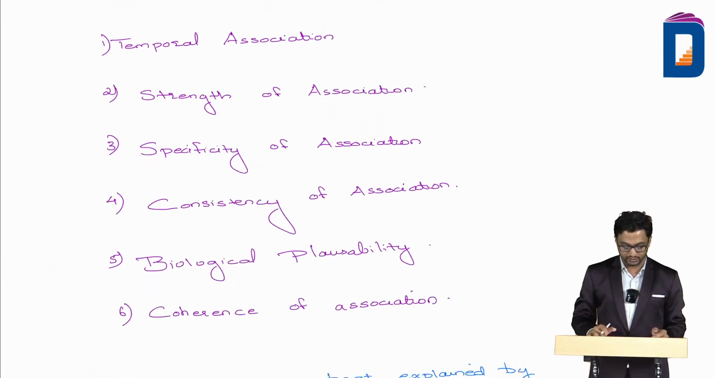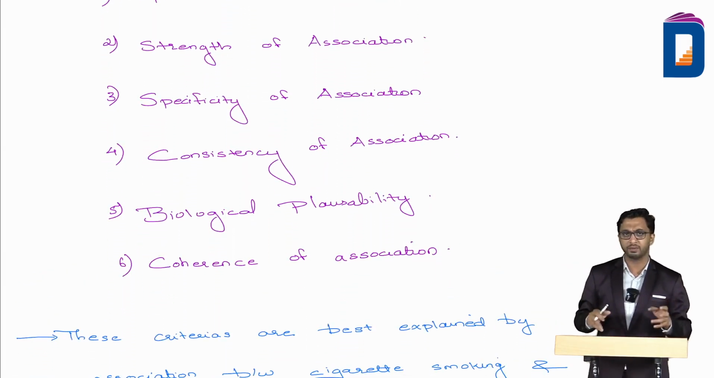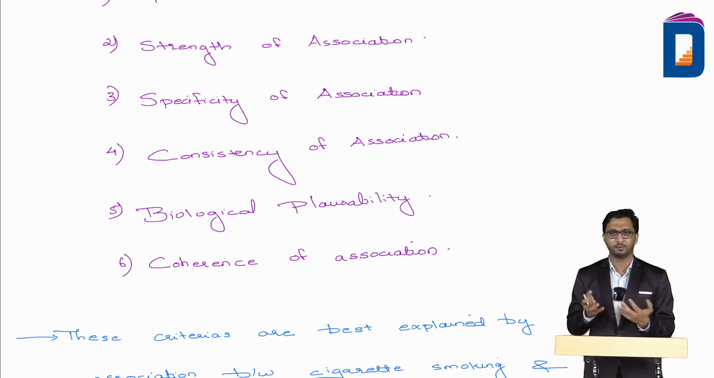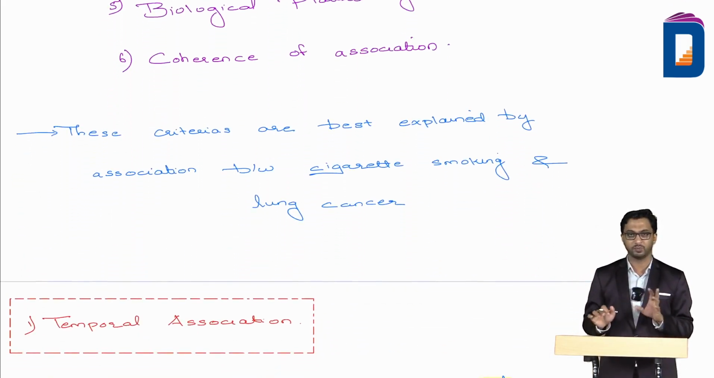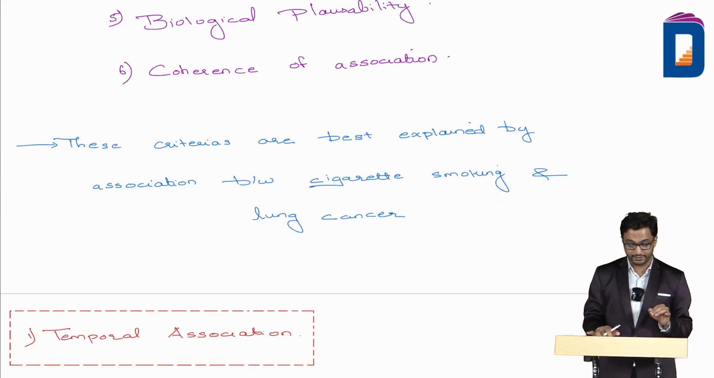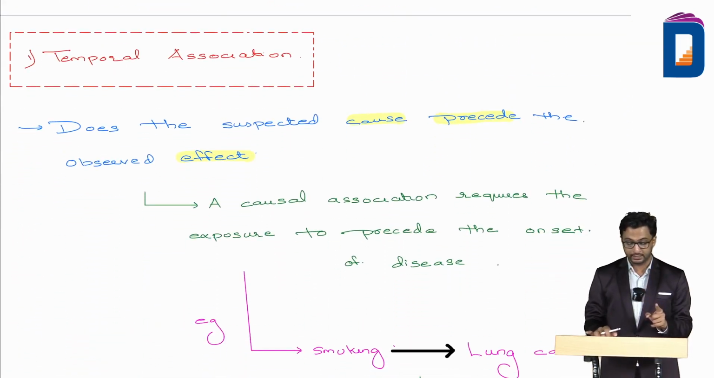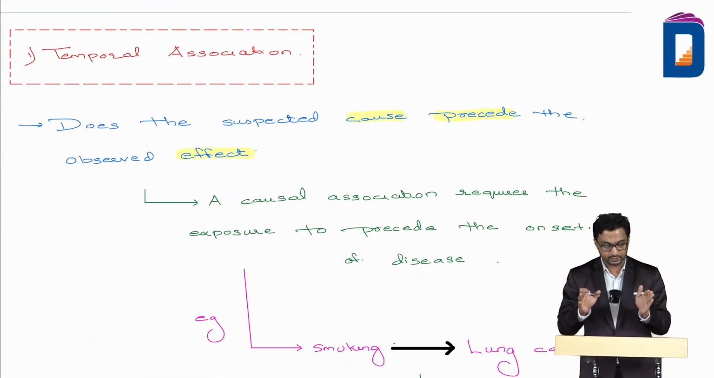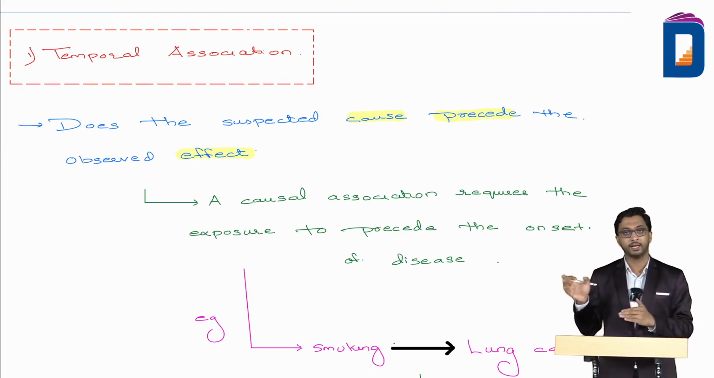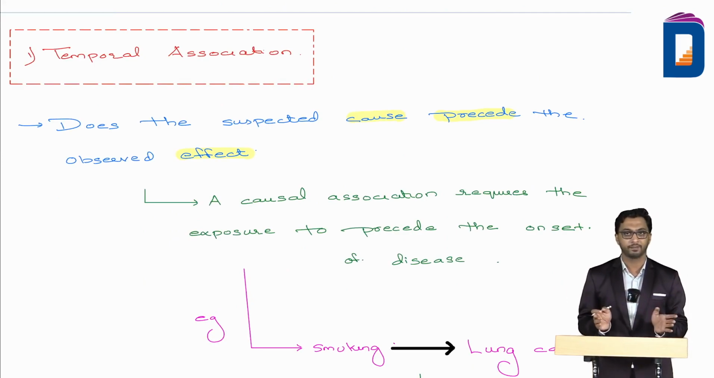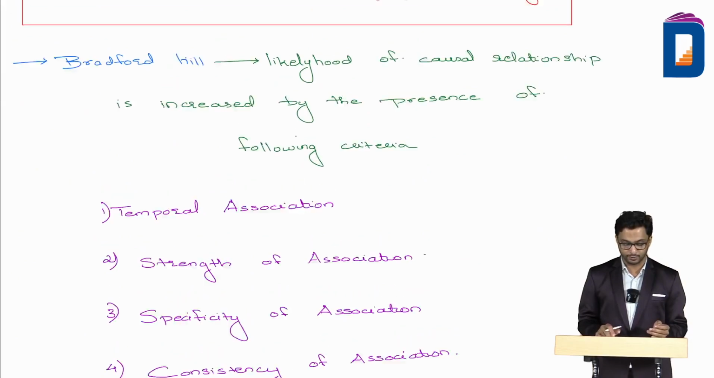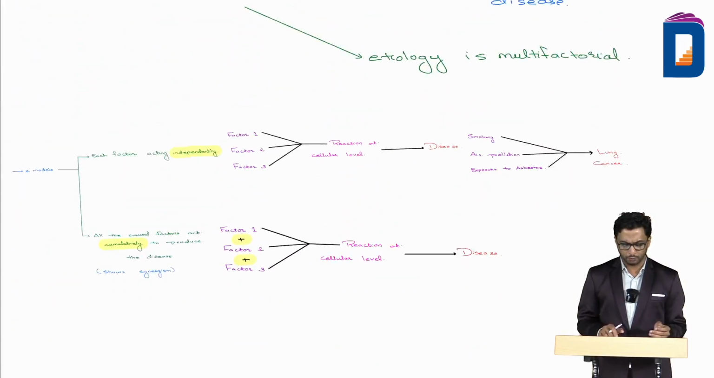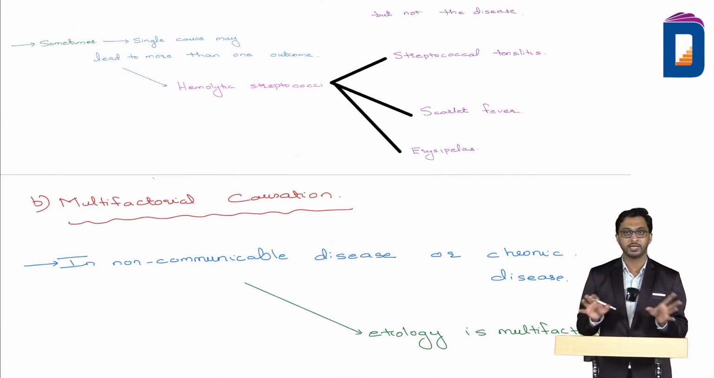So strength and the rest are very simple. Strength, specificity, biological plausibility and coherence of association are the ones which can confuse you, so that's why I explained. And temporal association, remember, just answers the question, does the cause precede the effect or not? That's it. It's not a type of association. So I hope you have understood these three types of association.